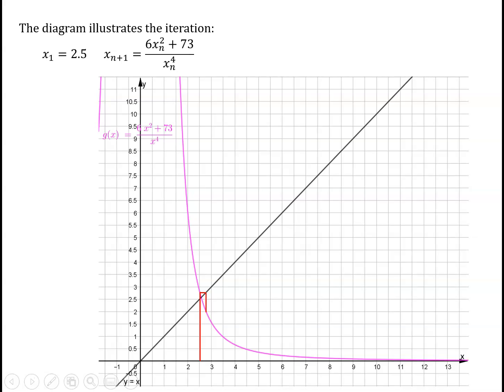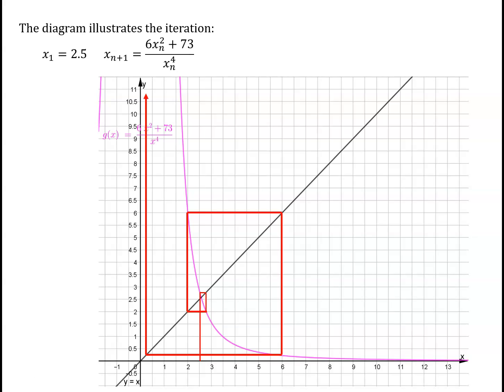the point (x2, x3), horizontally to the line to obtain the point (x3, x3), vertically to the curve to obtain the point (x3, x4), horizontally to the line to obtain the point (x4, x4), vertically to the curve to obtain the point (x4, x5), horizontally to the line to get the point (x5, x5), and vertically to the curve to get the point (x5, x6), and you can see that this is way off the screen.